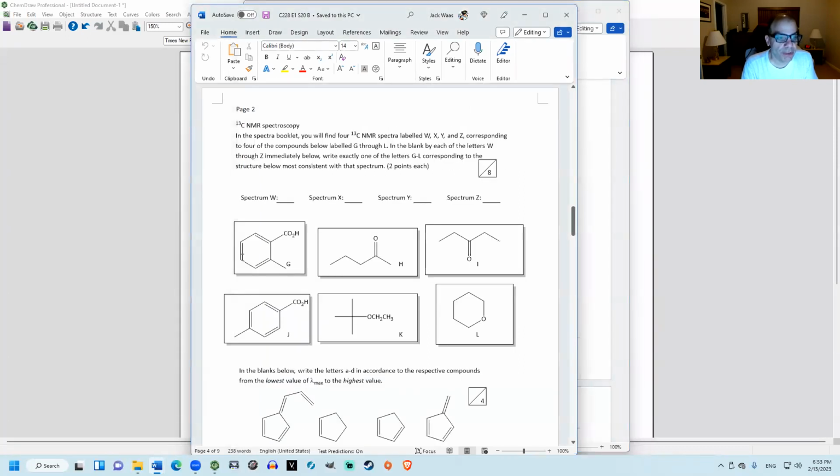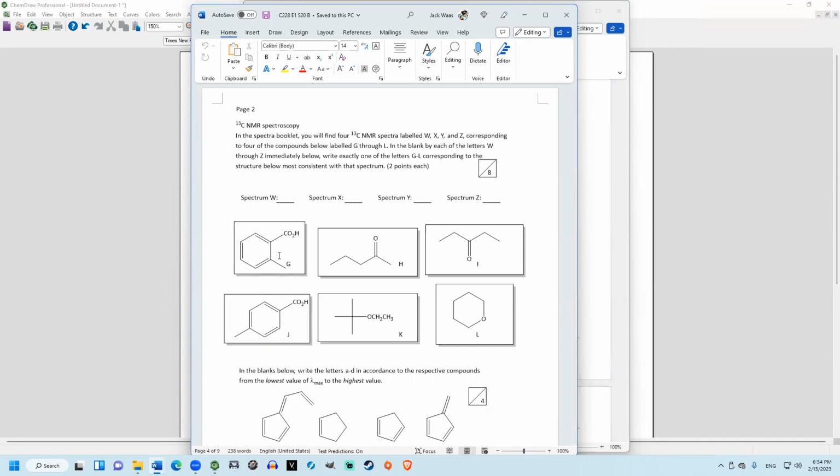And I think there's only one compound like that, which is G. All 6 of these aromatic carbons are different. In J, there's a plane of symmetry running down the center of the molecule. So you'll only have 1, 2, 3, 4 types of aromatic carbons. So I think G is the best answer for spectrum X.